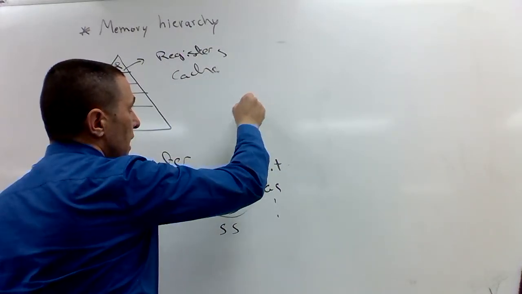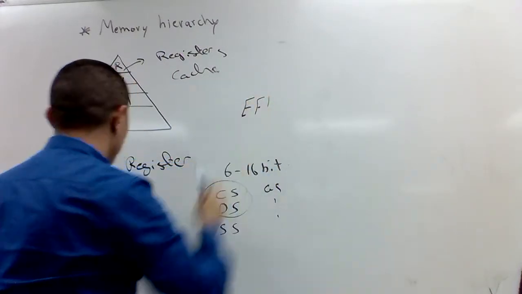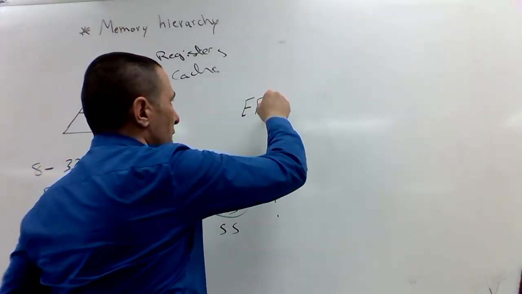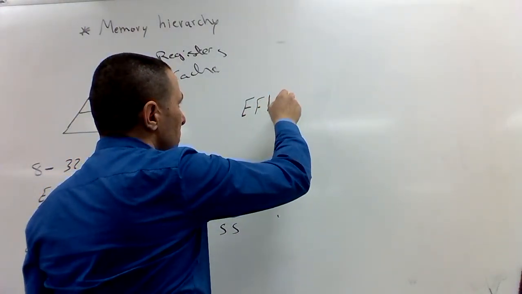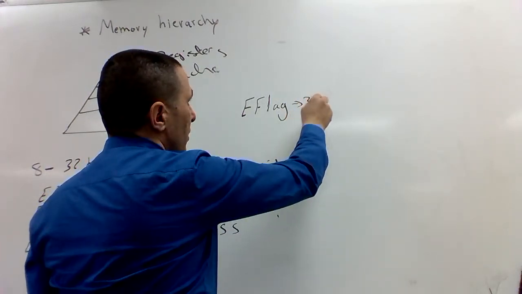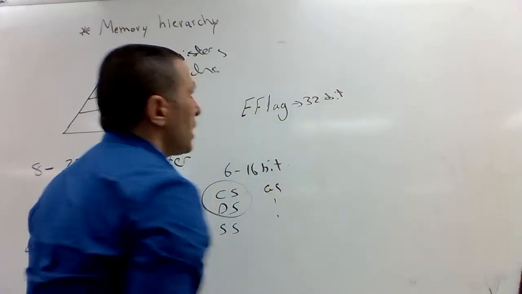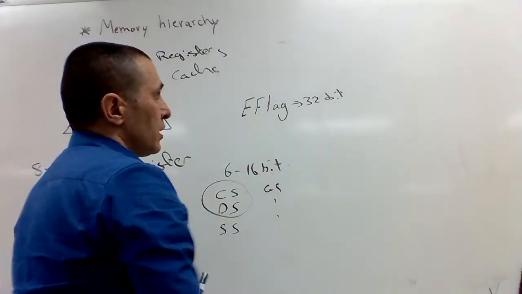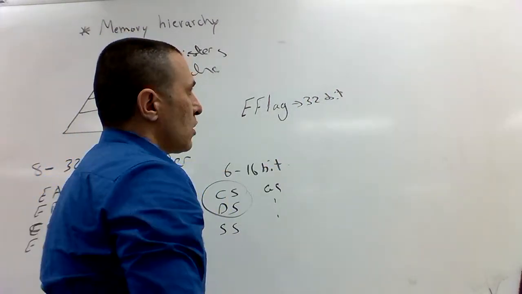One of them is the EFLAGS. E stands for extended. That's why it's 32-bit. At the beginning we had AX, which is 16-bit. So that's why we have the E, the EFLAGS register. It's a 32-bit register that holds the flags. This register, the CPU looks at it every clock cycle. It looks to see if any of the flags was changed.